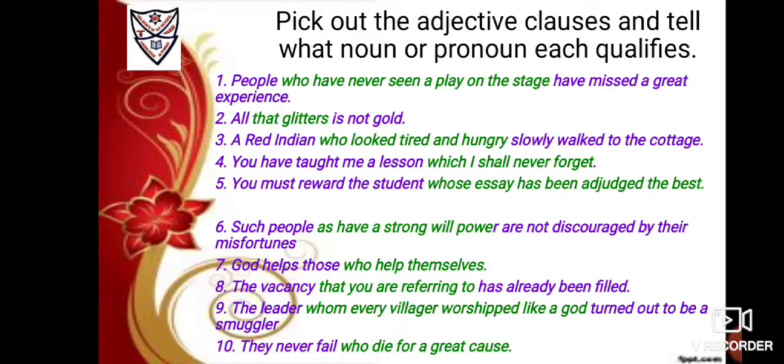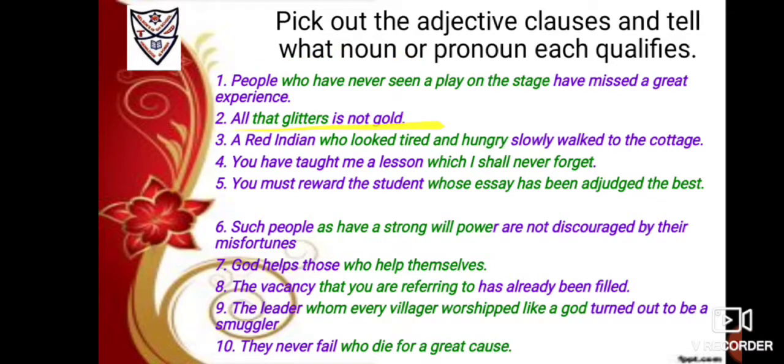Now we all know that a clause that works like an adjective is called an adjective clause, and usually an adjective clause will use relative pronouns like who, whose, which, what. Number one: people who have never seen a play on the stage have missed a great experience. Here people is the noun being qualified, and who is used because it's a subject. So it is who have never seen a play on the stage. It is an adjective clause, and this adjective clause is qualifying the noun people.